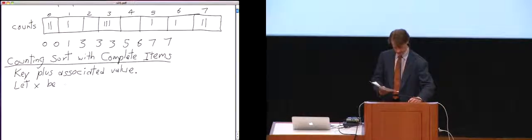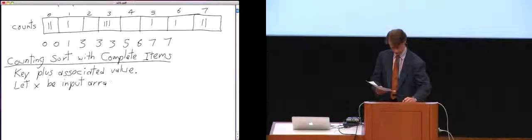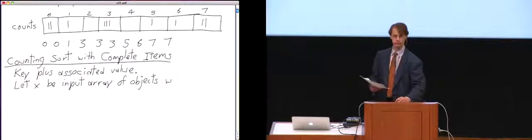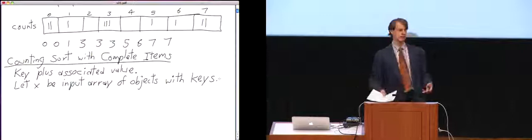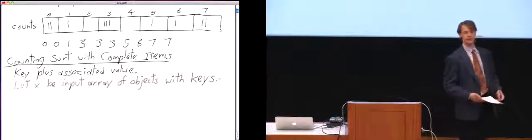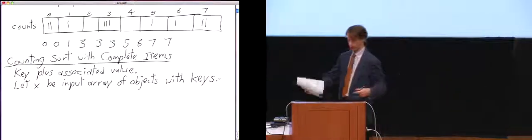I'm going to give my input array a name. I'm going to call it X. And the idea is that, for now, let's think of this as an array of objects. There's more than one way to do it, but this is one way to do it. Have an array of objects, and each of those objects contains a key, but also contains other information, the whole database record.